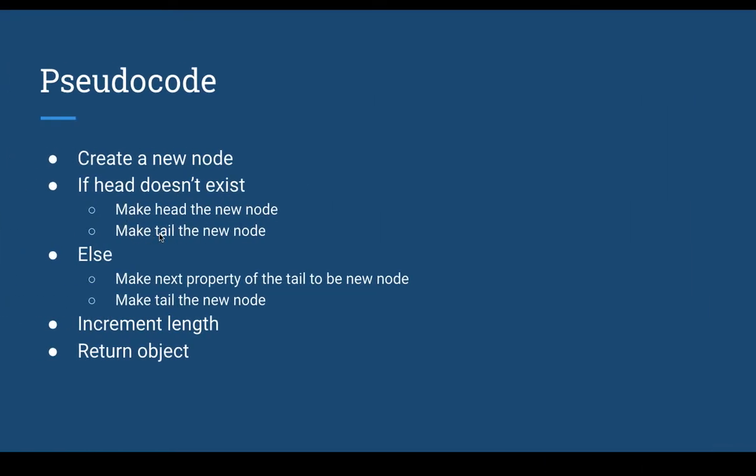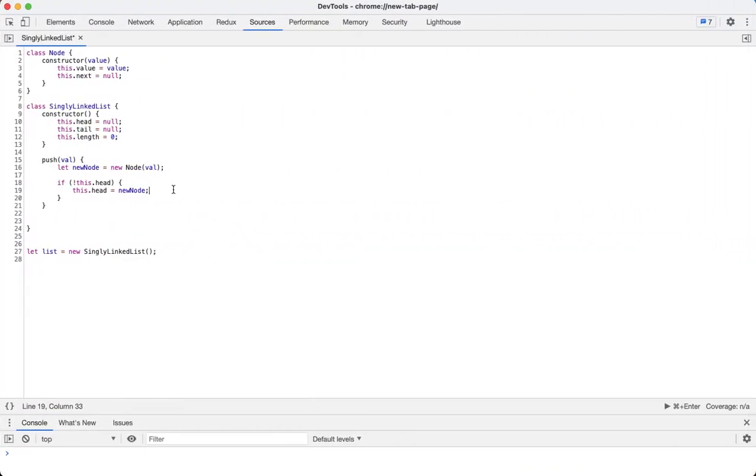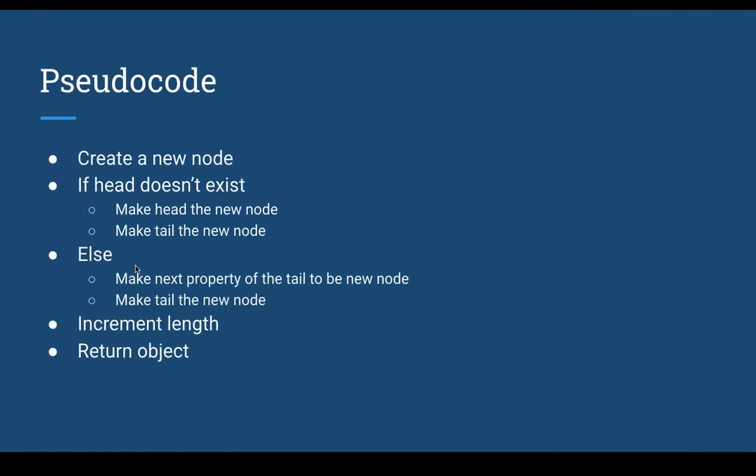Next, also make the tail the new node as well. So we're going to do this.tail become the new head. But now that this new node is this.head, we can say this.tail to be this.head. Else, which is right here, else make the next property of the tail to be the new node.